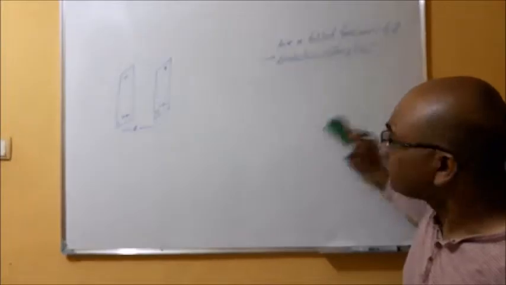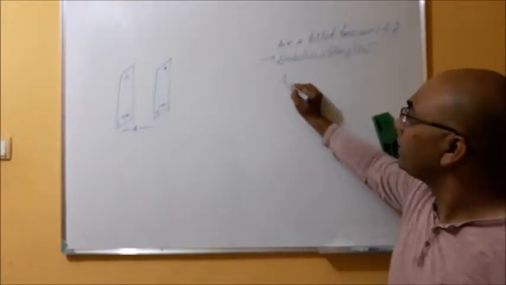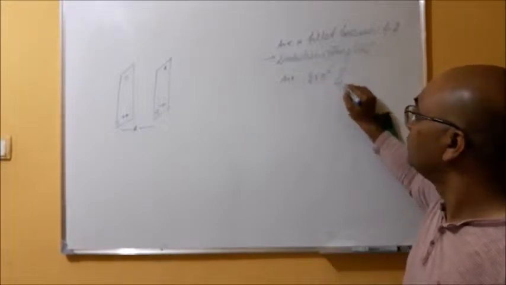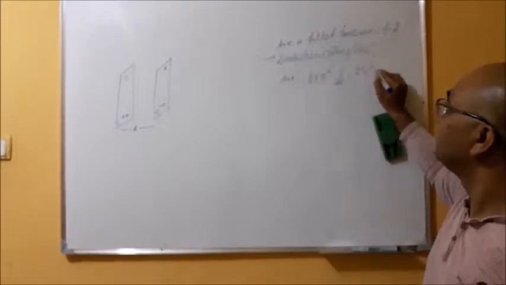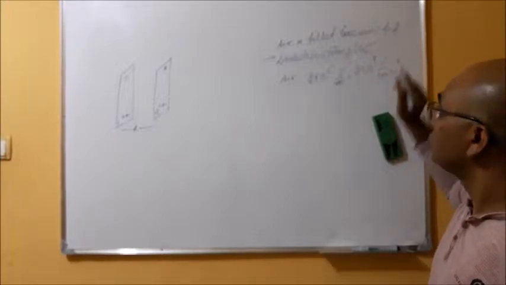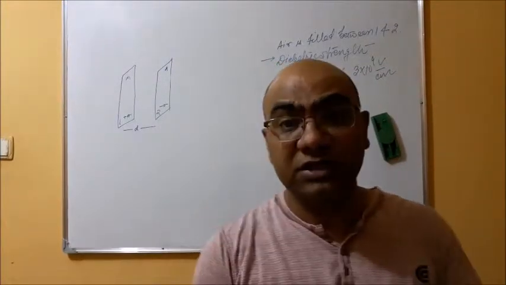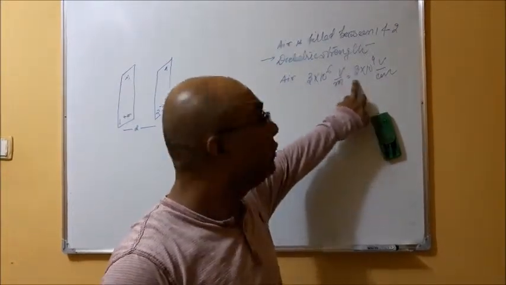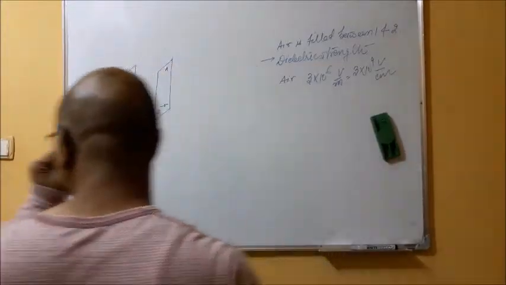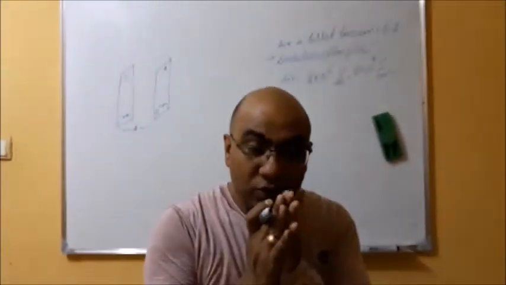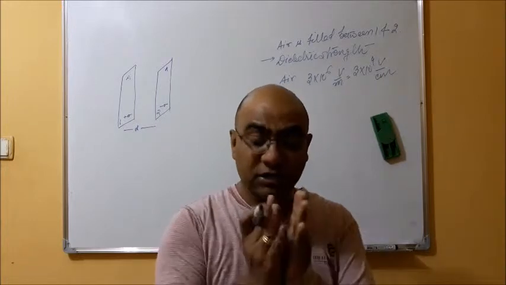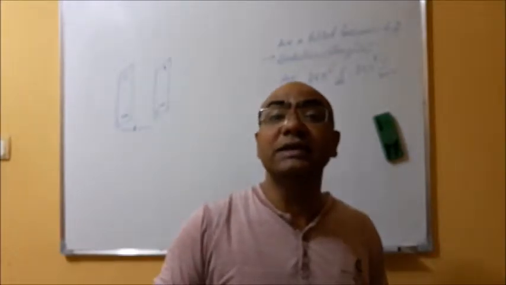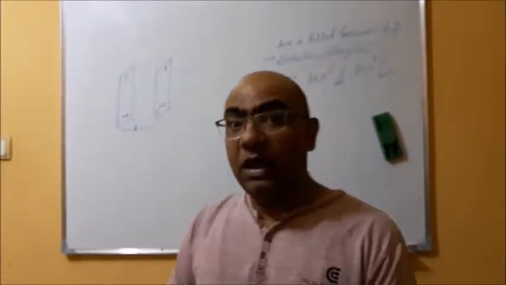So now I want to increase. We have seen that for air we can increase the potential up to this value. We can increase the value of potential up to 3 into 10 to the power 6 volt per meter, or 3 into 10 to the power 4 volt per centimeter, in the case of air. Now if I want to increase the value of potential between the plates, what can I do? I can use different dielectric materials.